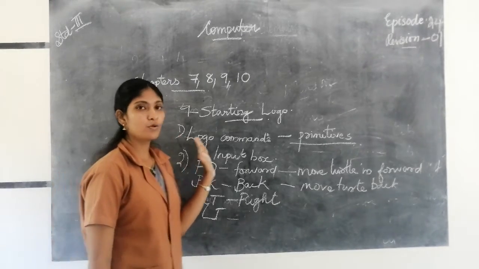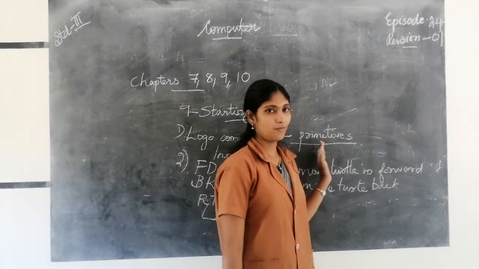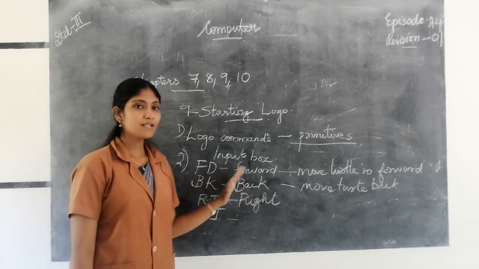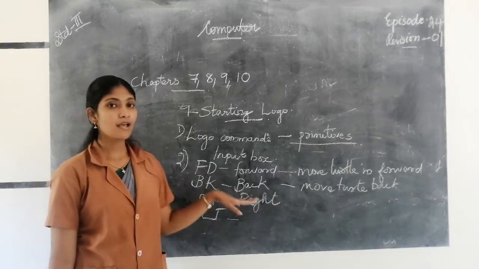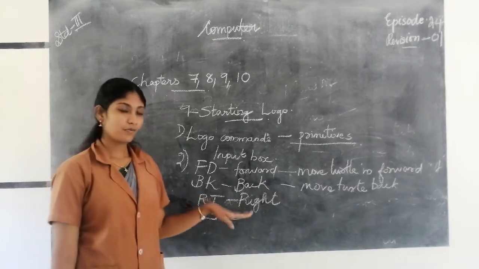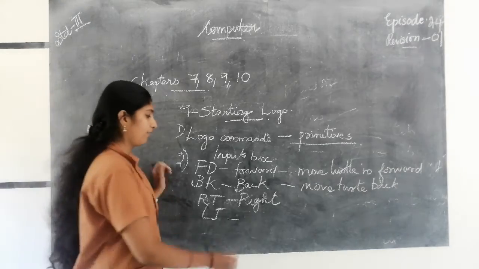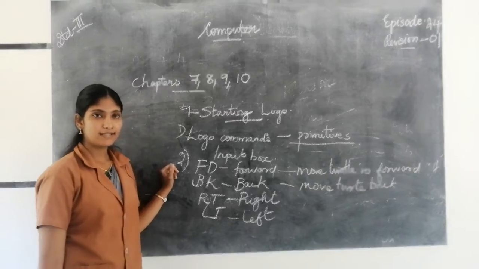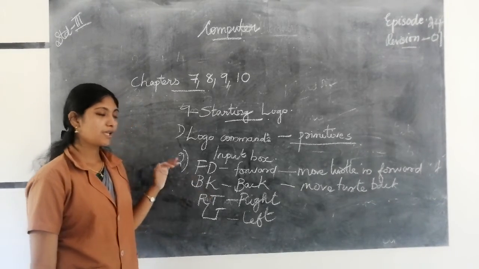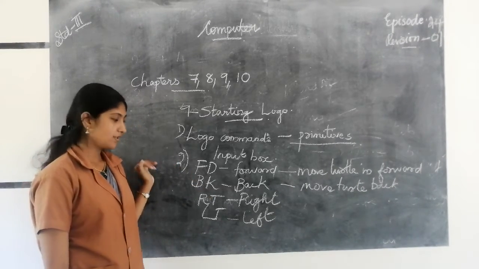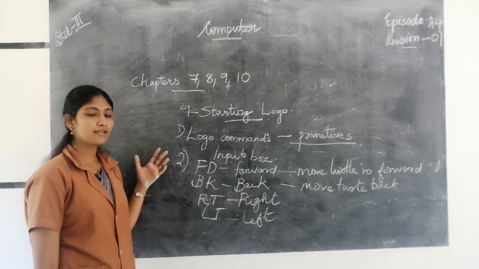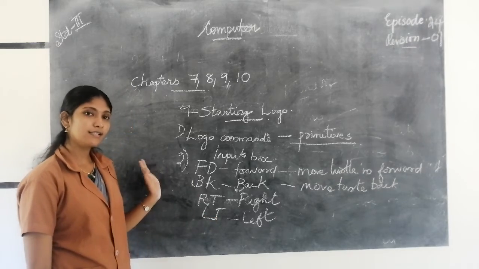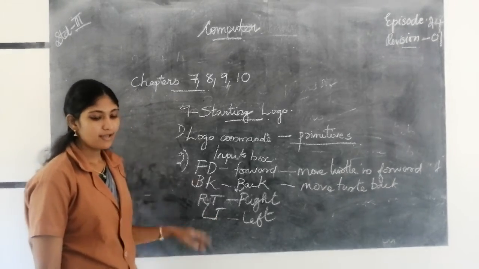So once again, logo commands are also known as what? Primitives. Logo commands are also known as primitives. Then FD means forward, BK means back, RT means right, LT means left. And what is the use of the FD command? It is used to move the turtle in the forward direction. BK means move the turtle in the backward direction. RT means to turn the turtle to the right side with an angle. Then LT means to turn the turtle to the left side with an angle.